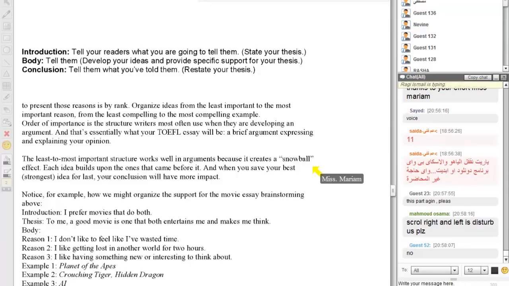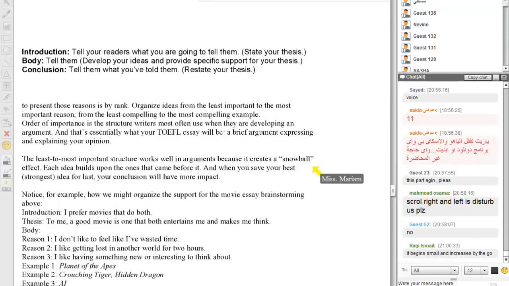Cut right and left is disturbing us. Well, I don't scroll it right or left.